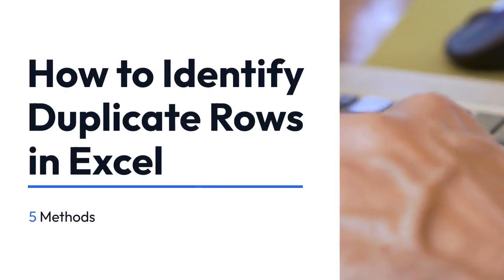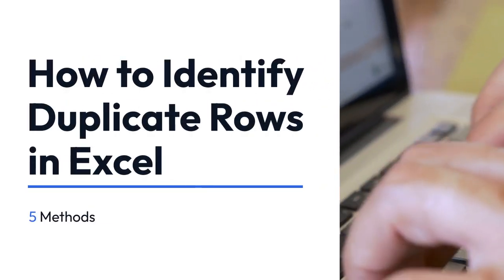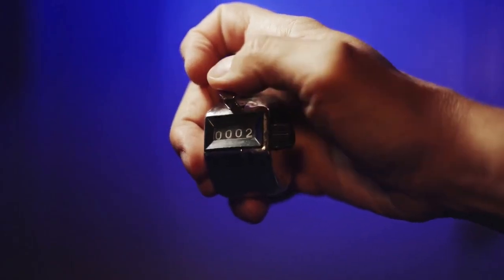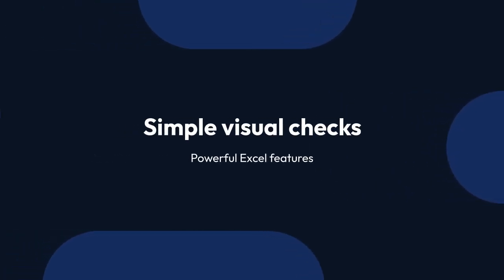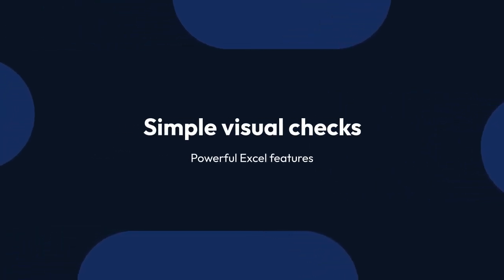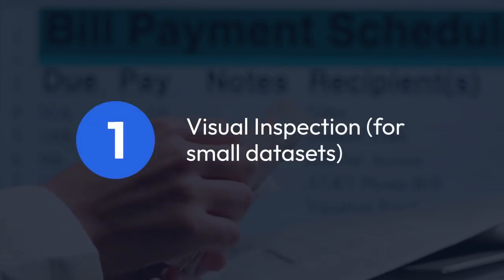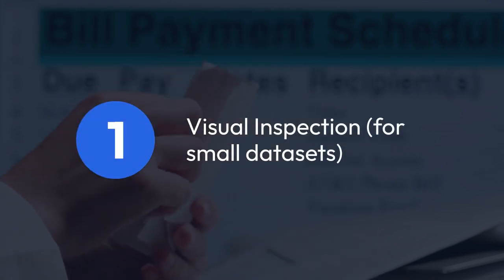We're going to explain how to identify duplicate rows in Excel. There are several ways to do this, ranging from simple visual checks to using powerful Excel features. Let's explore a few methods. 1. Visual inspection for small datasets.